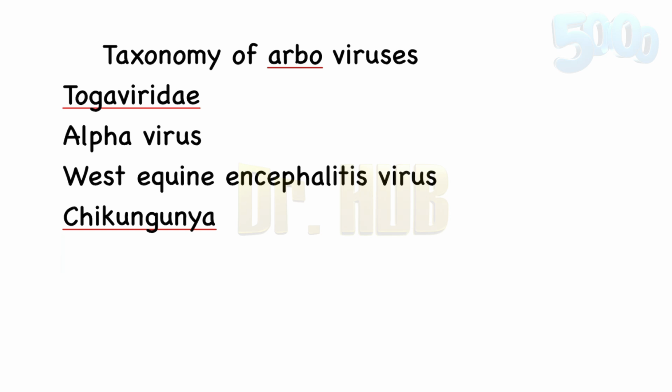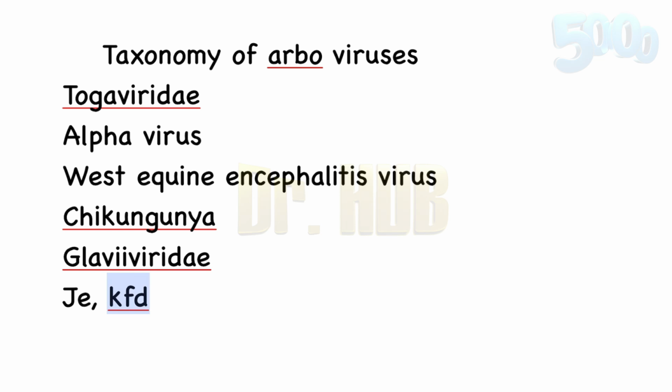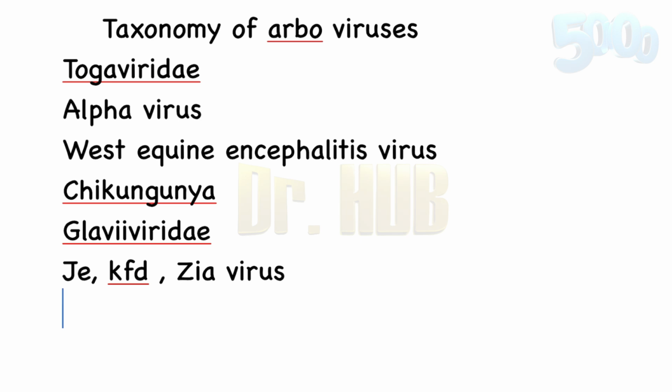Then we move on to the Flaviviridae. Flaviviridae, the genus is Flavivirus. It includes Japanese encephalitis, West Nile, dengue fever, and Kyasanur Forest disease (KFD), as well as the Murray Valley encephalitis virus, yellow fever, and the Zika virus. So all this comes under the Flaviviridae.